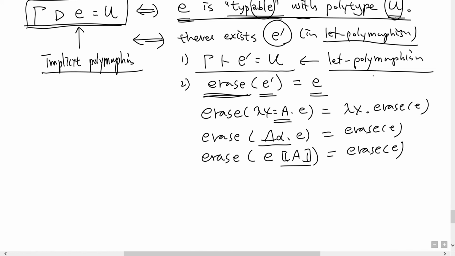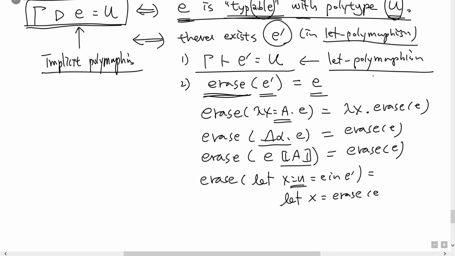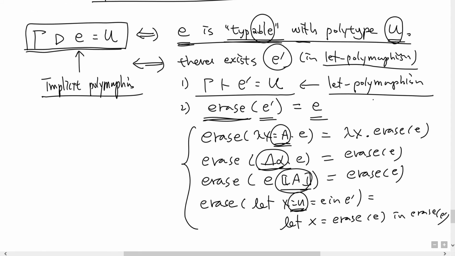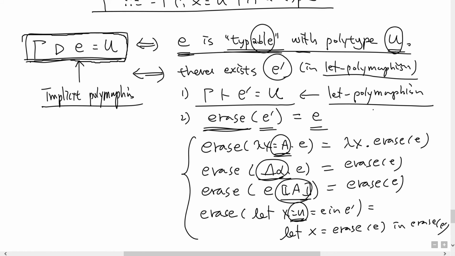And what about let binding? Let x u e e prime. So this is also easy. Just get rid of this type-related stuff, and then we get back let x erase e in erase e prime. So it's just a simple recursive function that propagates the application to every part of the given expression to get rid of type-related stuff, like this one, or this one, or this one, or this one. So this is the definition, the meaning of this typing judgment.